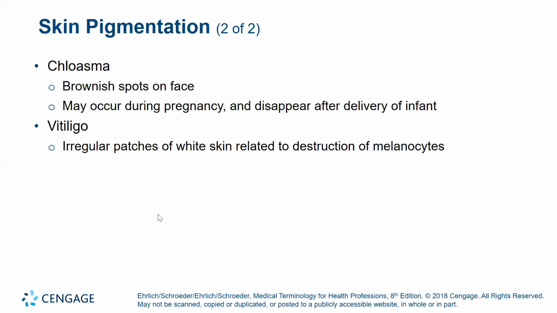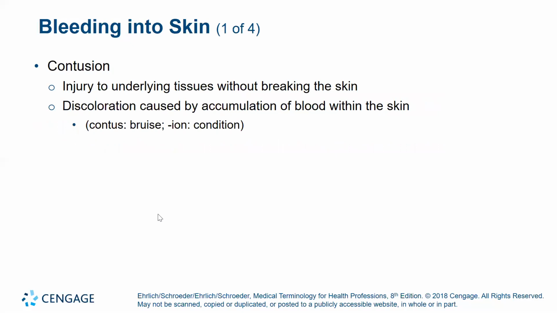Chloasma, this is brownish spots on face. This may occur during pregnancy, and then it disappears after the delivery of the infant. Next one we have is vitiligo, irregular patches of white skin related to destruction of melanocytes. Let's take a look at bleeding into the skin.